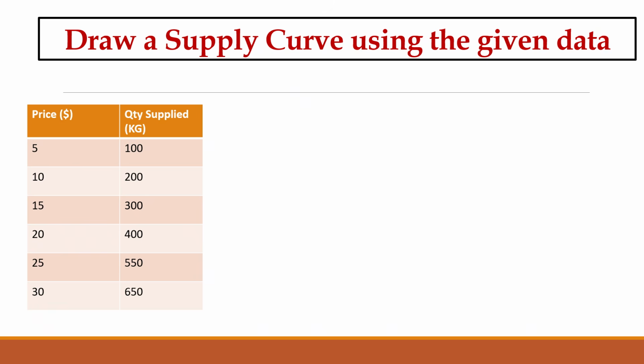So now we will just understand again how to draw the supply curve using the given data. You can see in the first column it is written price, and in the second column it is written quantity supplied. So how do we draw the supply curve? First we will draw like this. We will draw this line.